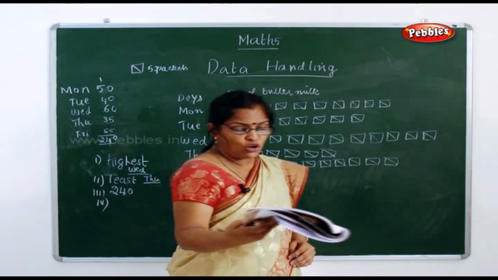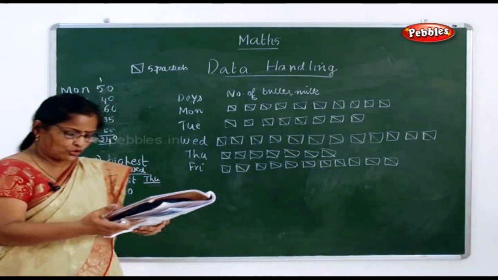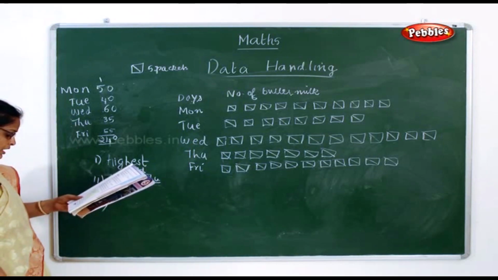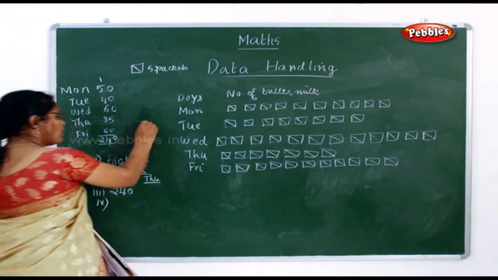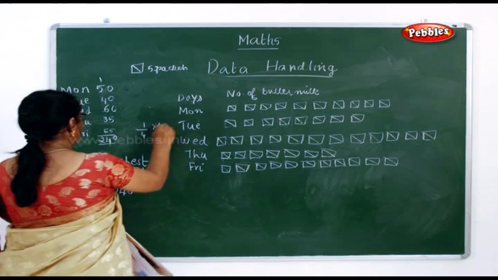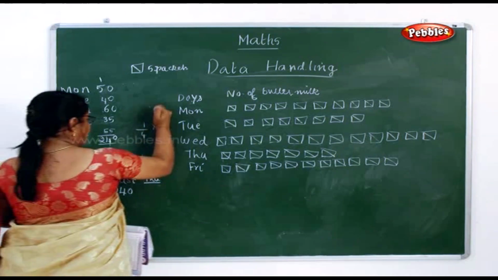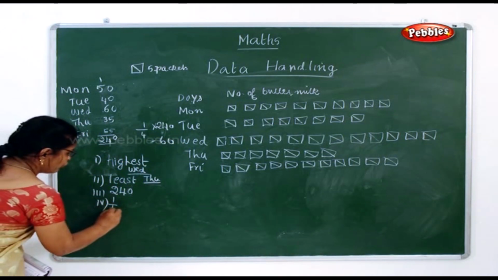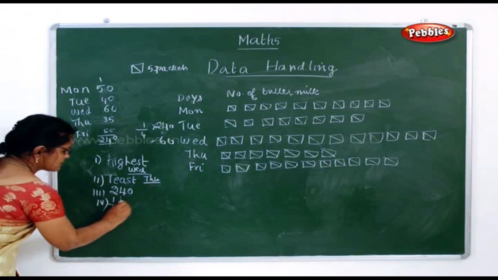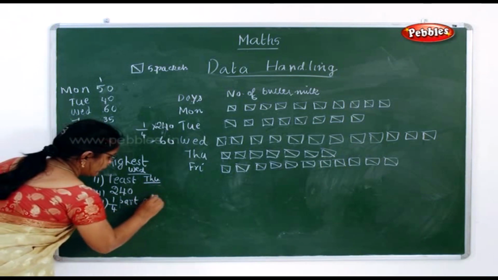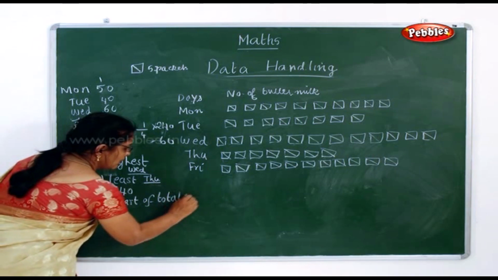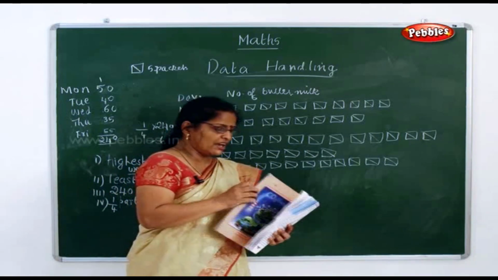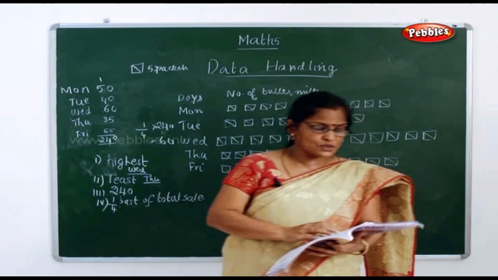Next one. The sale on Wednesday was dash of the total sale. So, what is the question? The sale on Wednesday was dash of the total sale. So, it means 1 by 4, of this 240. 1 by 4 of this total sale was 60. So, that means 1 by 4 was the part of the total sale. Is that clear now? Now, next one. Same way you have to do it. Okay, is it clear? The next one.